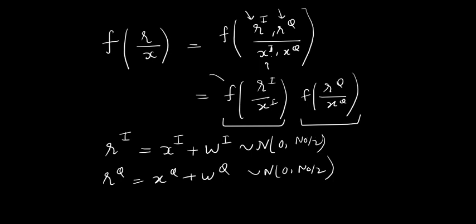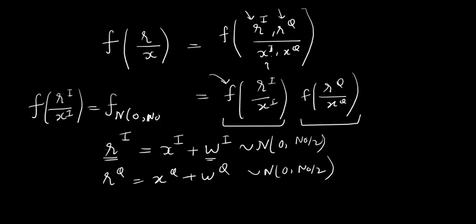Now the question is, what is the PDF of Ri given Xi? So now I will say that the randomness in Ri given Xi is only due to Wi. Yes or no? So the PDF of Ri given Xi is the same as the PDF of this random variable, evaluated at Ri minus Xi.